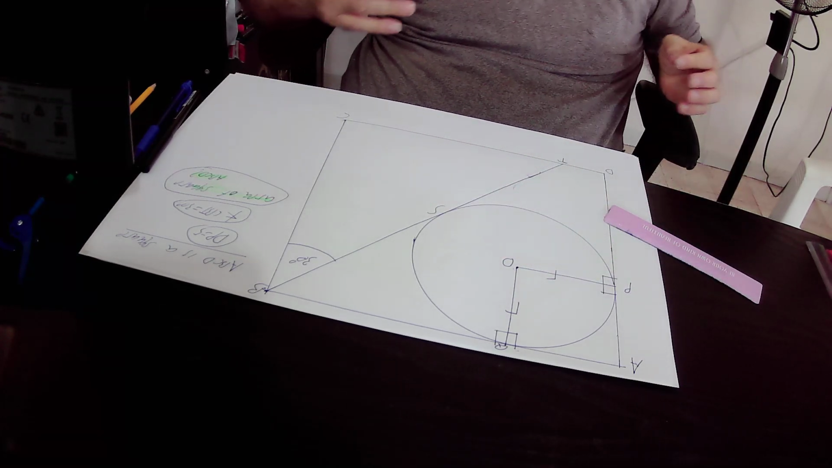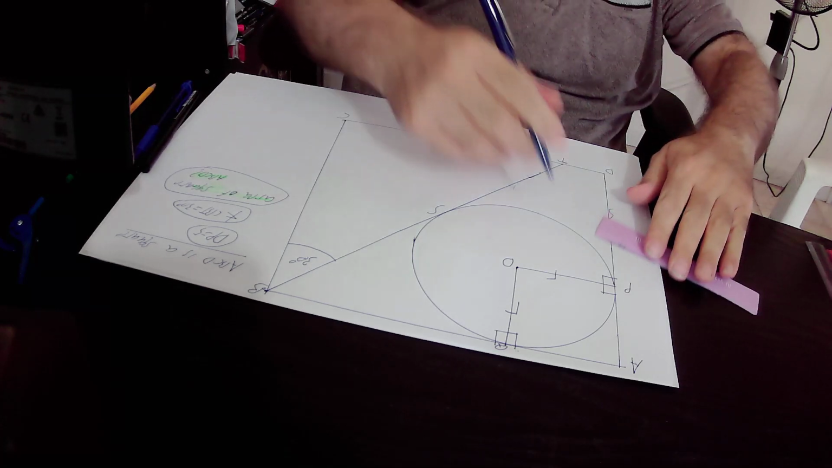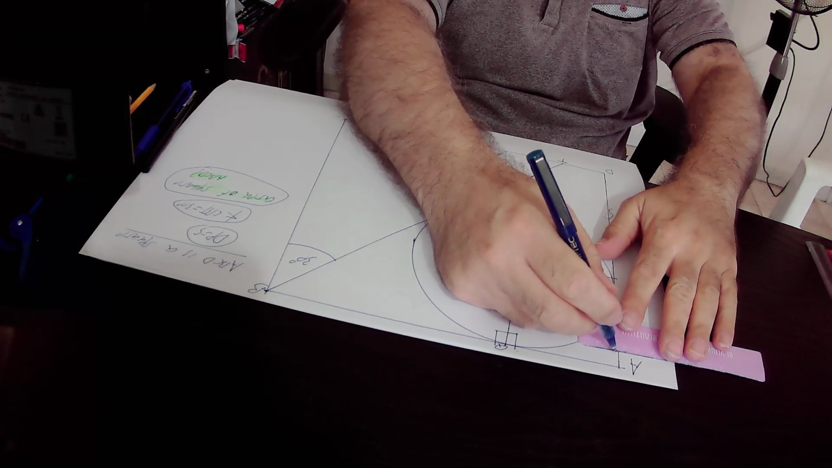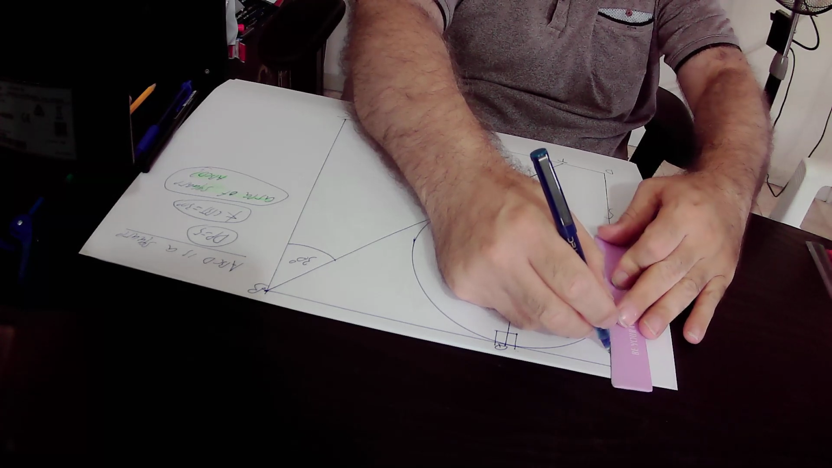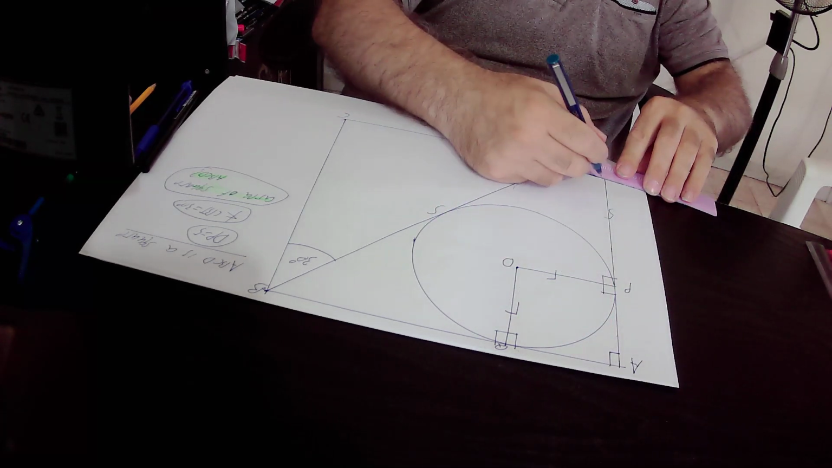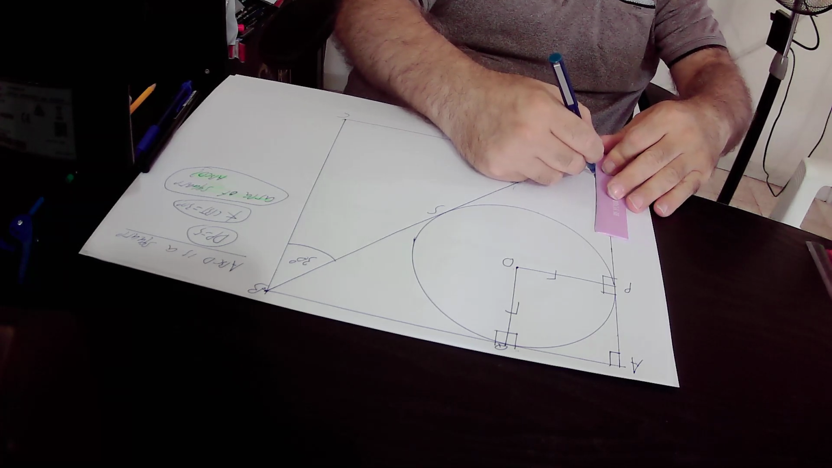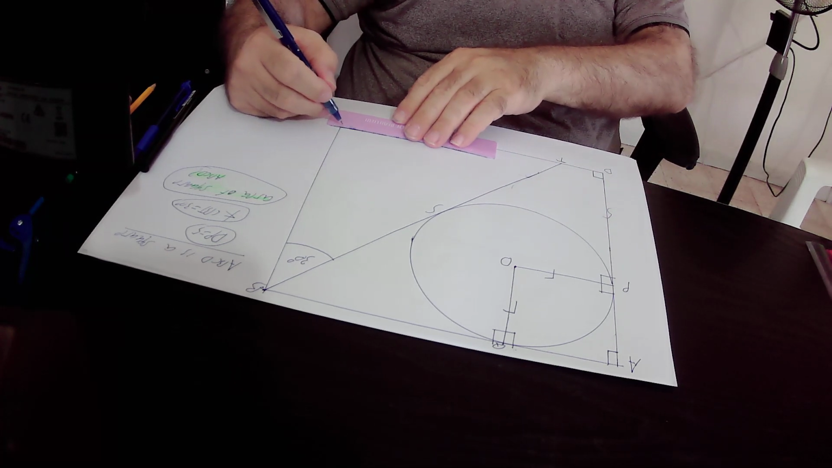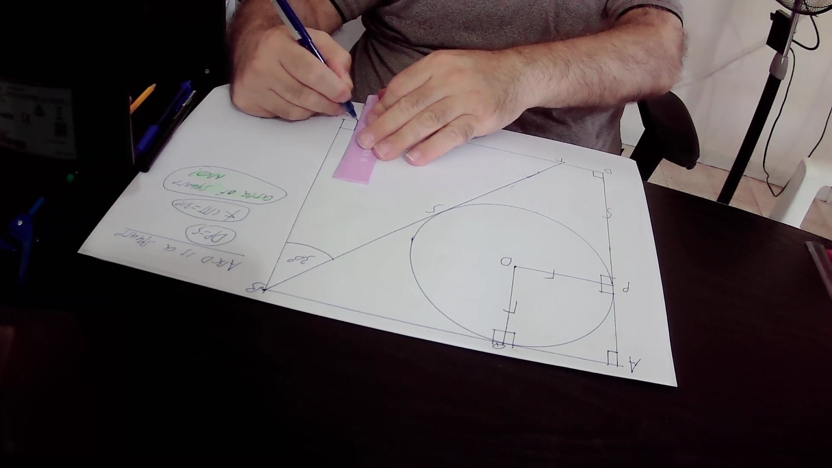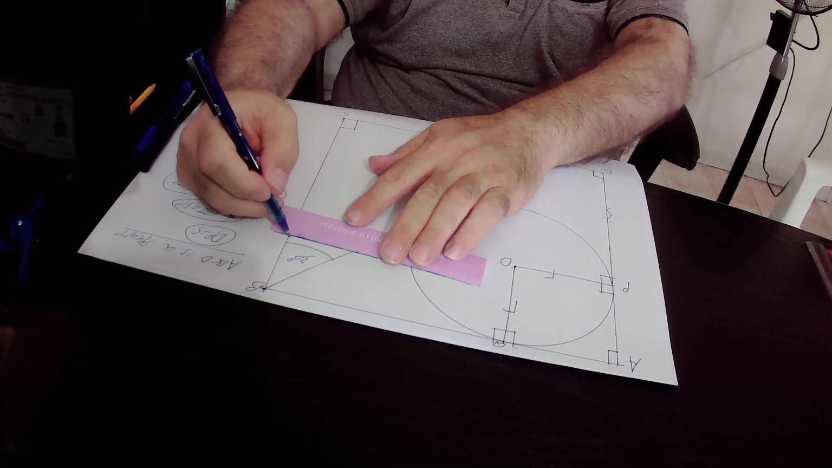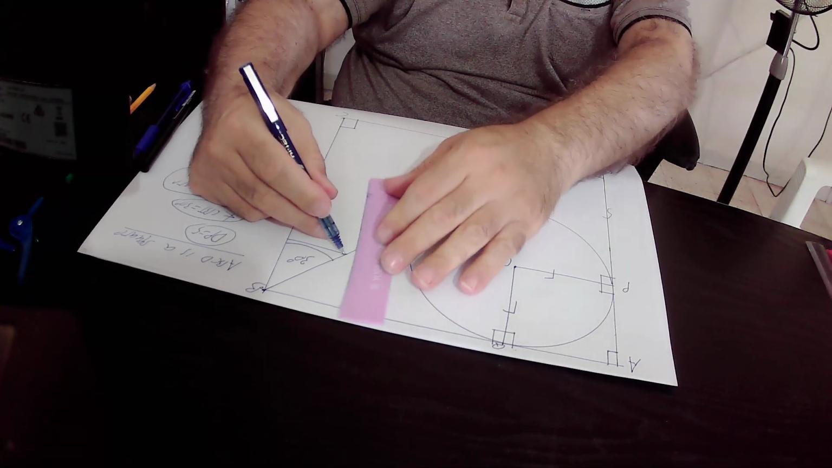We also know that all the angles inside a square are right angles, so this angle is equal to 90 degrees. This angle will also equal 90 degrees. This angle equals 90 degrees. And finally, this angle will be equal to 90 degrees.